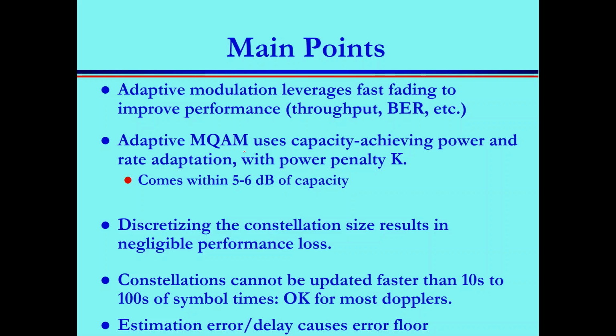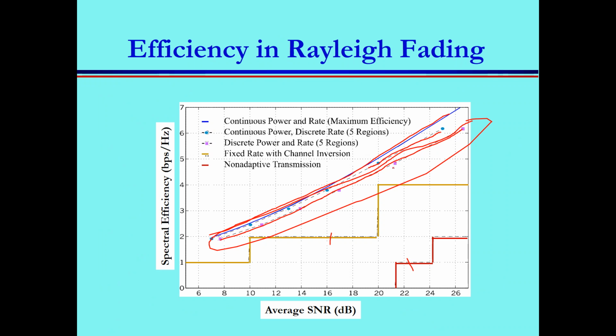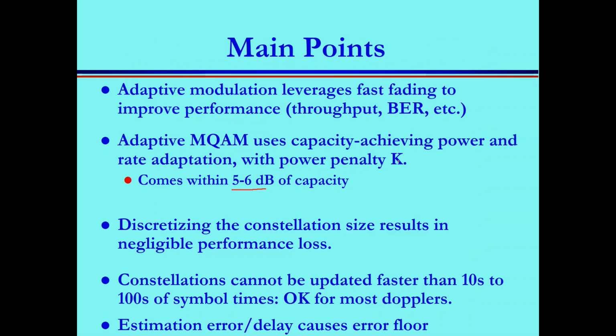Adaptive MQAM uses capacity achieving power and rate adaptation with power penalty. You pay some penalty in terms of power and complexity. And it improves your performance within 5 to 6 dB. Discretizing the constellation size results in negligible performance loss. When you discretize here, see the loss between these two points. There is loss, but it's acceptable. That's why we describe it as negligible performance loss, because it's not that much, and what we gain is low complexity.